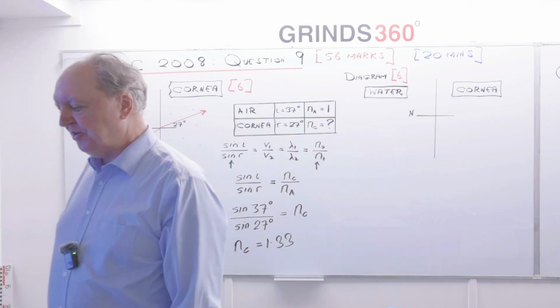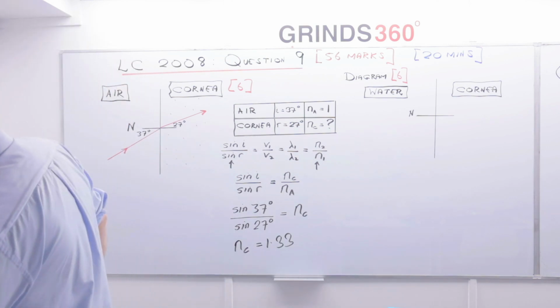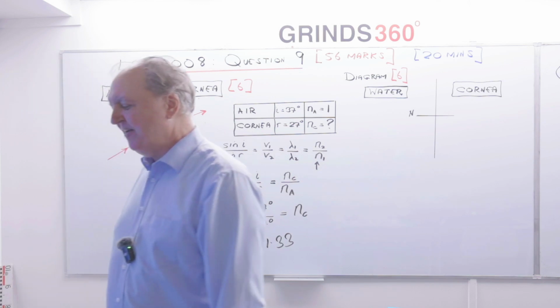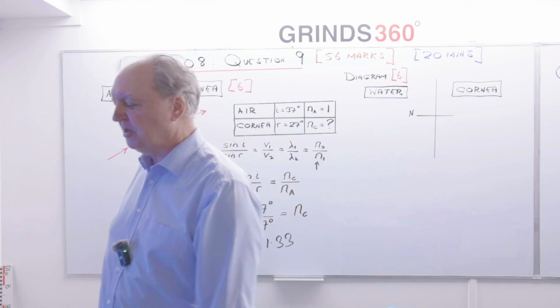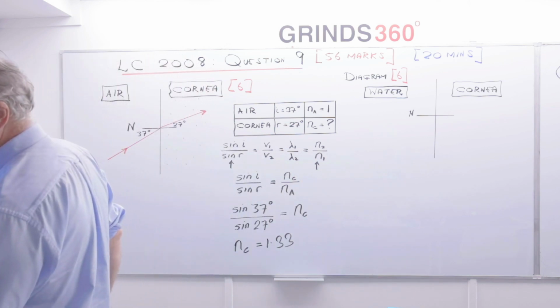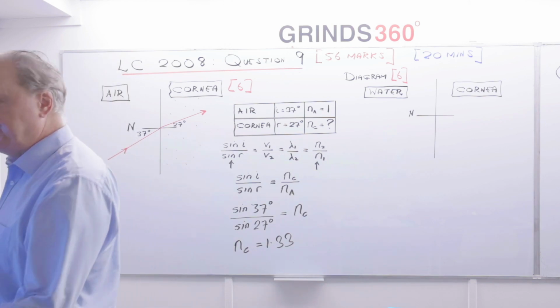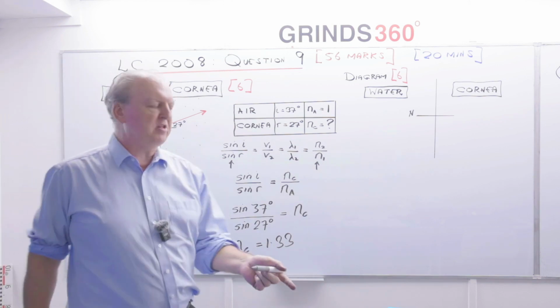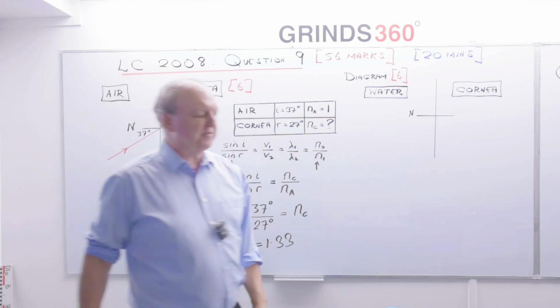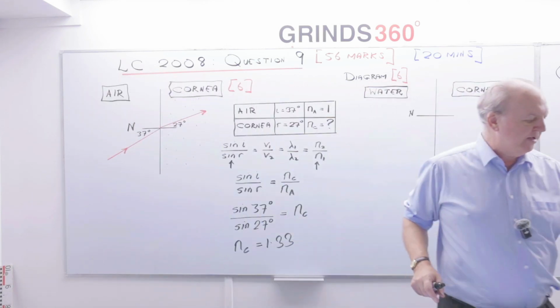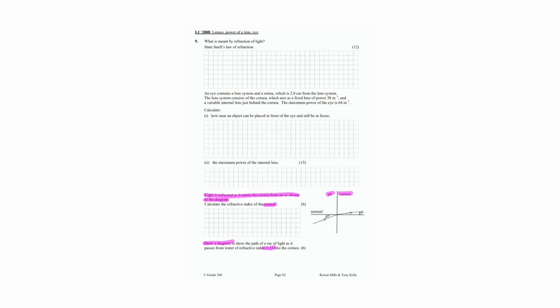They're asking me to draw a diagram to show the path of a ray of light as it passes from water, whose refractive index is 1.33, into the cornea, whose refractive index we've just worked out. What is the refractive index? That refractive index is 1.33. But that's what I need to do. So let's have a look at that on the board.